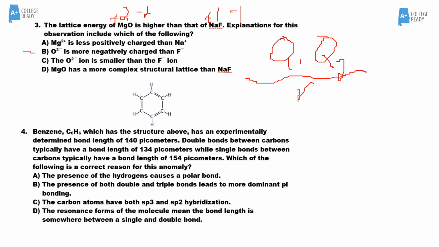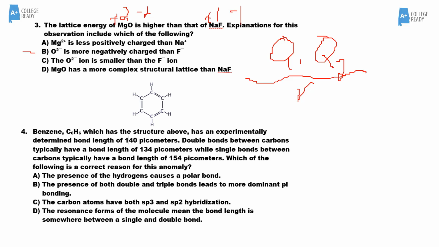For question number 4, they're telling you that the experimental bond length is 140 picometers. A single bond is 134, while a double is 154. So we know it's somewhere in between. Which one of the following reasons is a correct explanation for why it doesn't match? Why isn't it 134 or 154? Why is it somewhere in the middle?